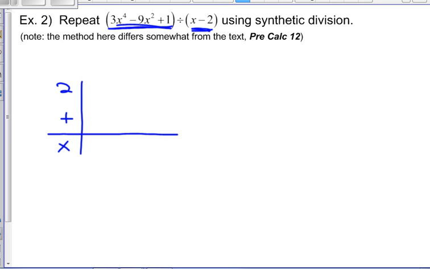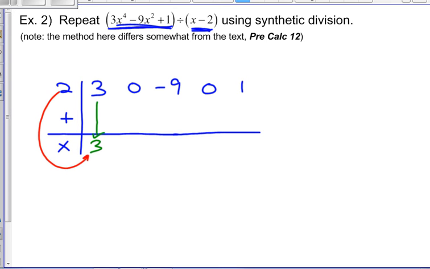Then you take your polynomial and you write its coefficients in descending power of x. So we have a 3, x to the 4. Remember, we have a 0x cubed. We have a negative 9x squared. We have a 0x. And we have a 1. And here's the process. 3 comes down. Next, we go 2 times 3 and put it up here. So that gives us 6.